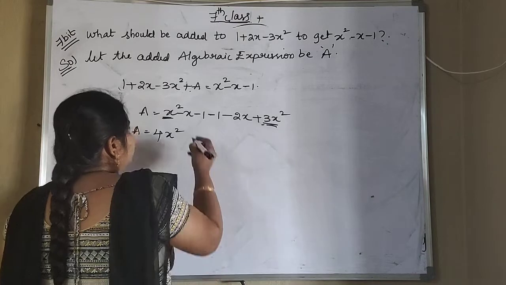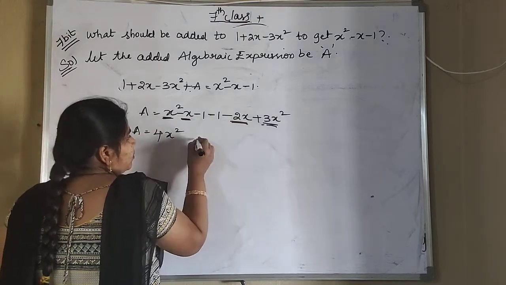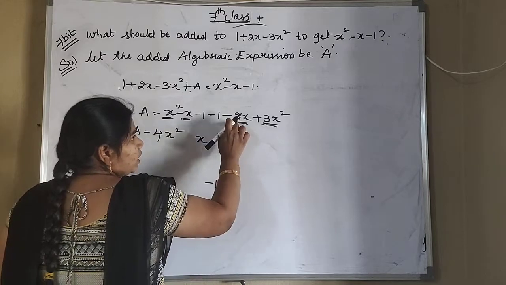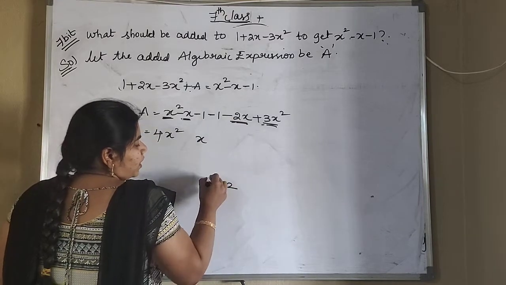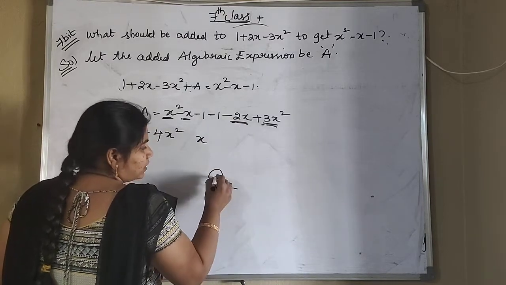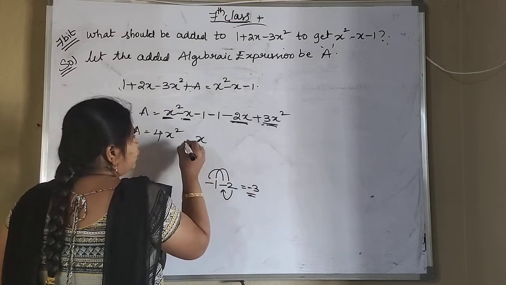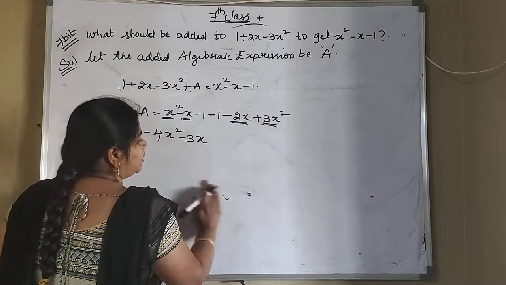Next, the x terms you take. X term, I am writing x as it is. Here the coefficient is minus 1, here the coefficient is minus 2. Minus into minus will be plus. 1 plus 2 will be 3. Bigger number sign is minus. So you got it as minus 3x here.